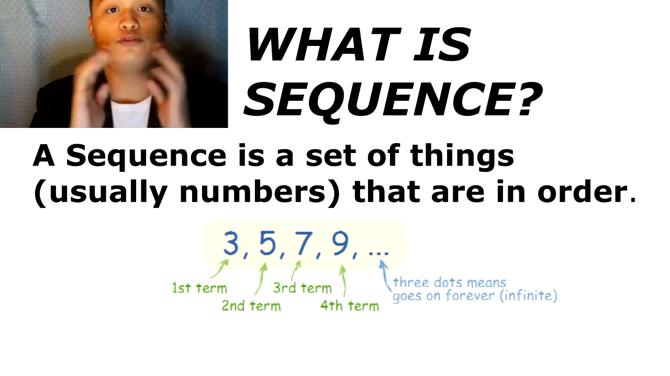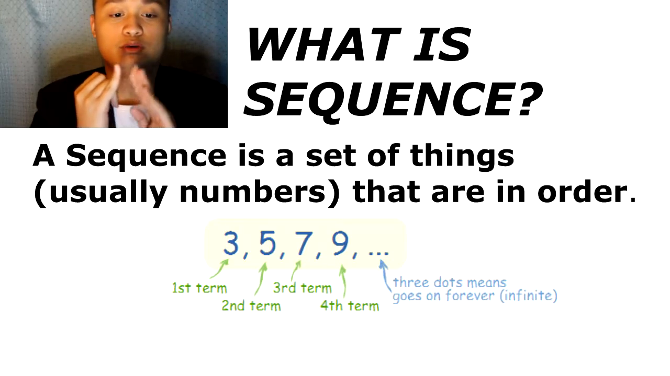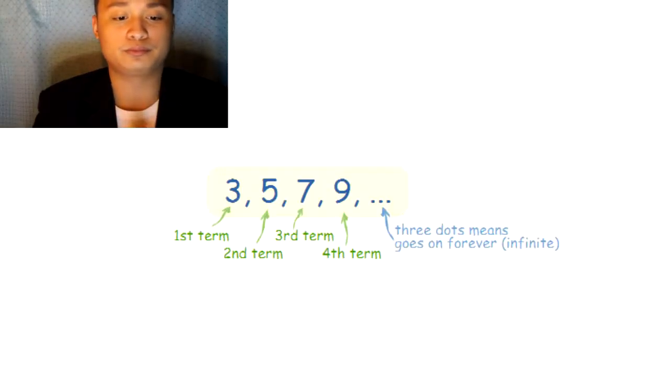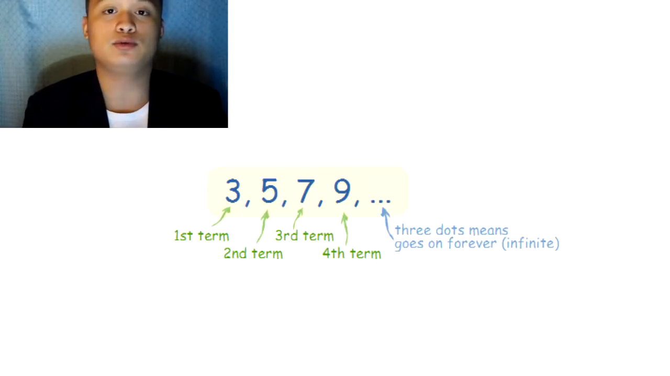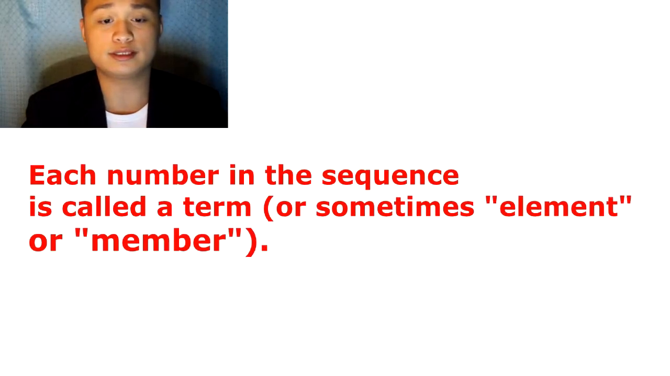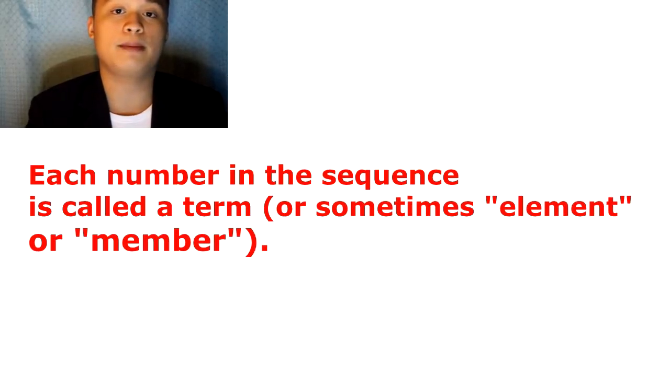The first term is 3, 5 represents the second term, 7 represents the third term, and 9 represents the fourth term. Each term is added by 2. So usually in the sequence, it adds the same value. Each number in the sequence is called a term, or sometimes called an element or a member.